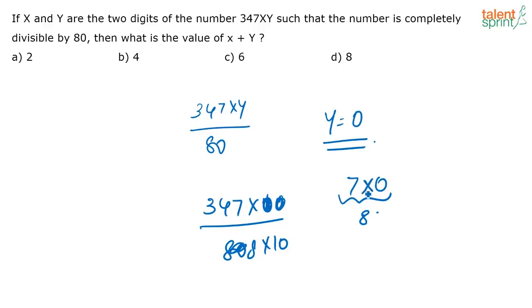Now what should be the value of x? A number is divisible by 8 if the last 3 digits of the number are divisible by 8. So what is the only possibility that can come? We know 8 9s are 72. After that, there is no multiple of 8 in the 70s, correct?